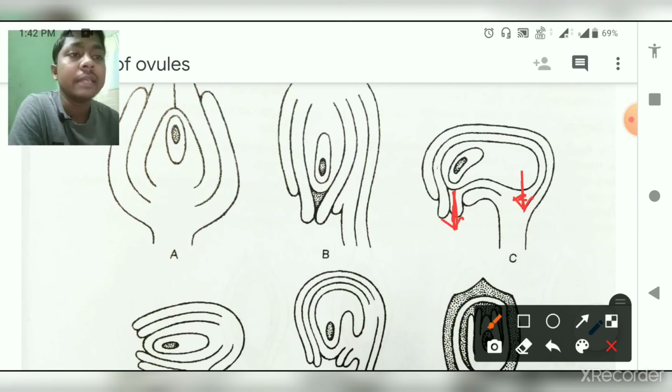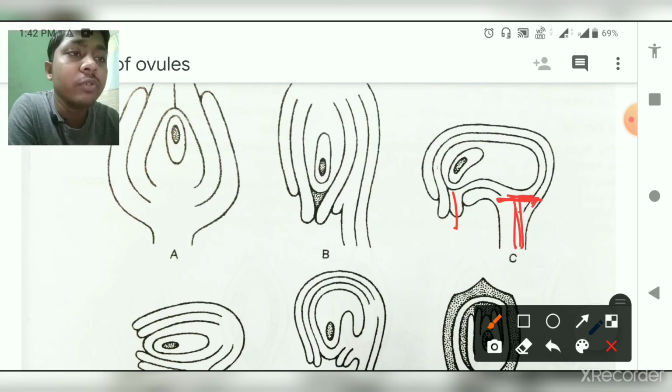Okay, and at the same time we say the chalaza or the base of the ovule is transverse. Okay, transverse according to the funicle. So this is transverse because this is the base and this is the funicle, so it is transverse according to the funicle. So that's the reason this type of ovule is called campylotropous ovule.